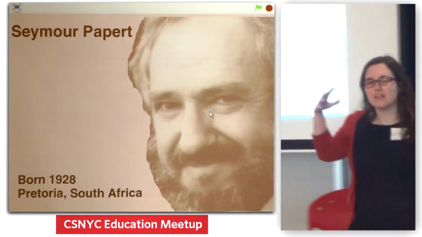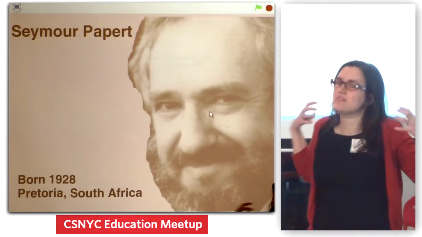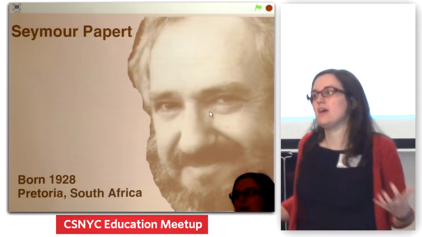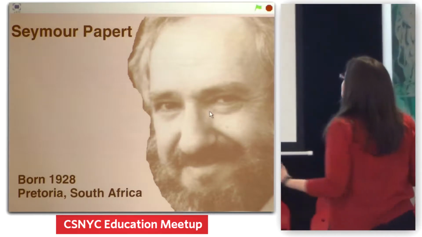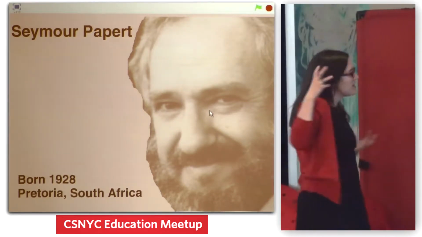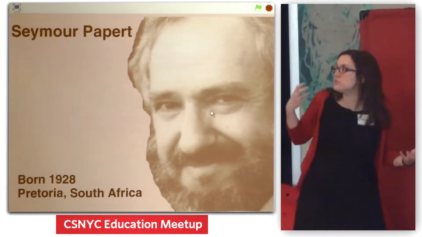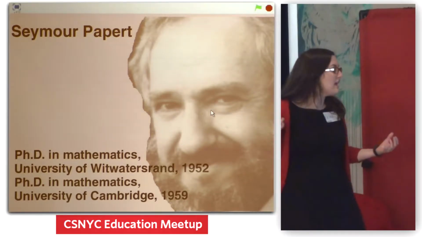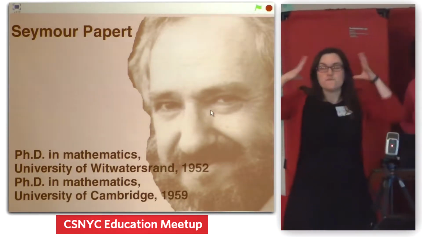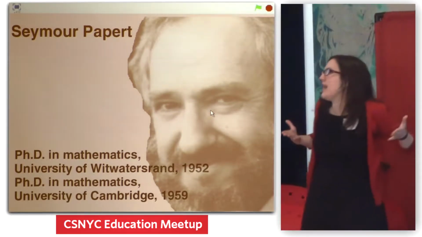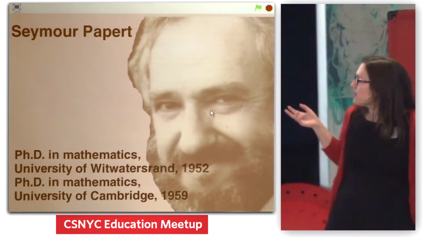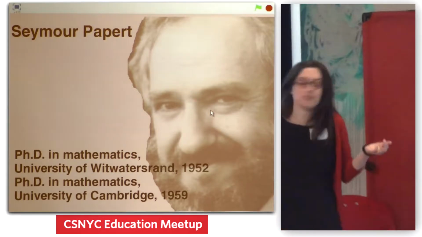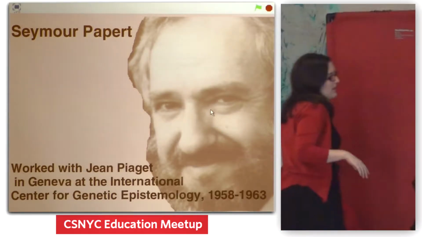So before getting deep into Seymour, we just wanted to give a little bit of context of who this man is. And this is my kind of ridiculous Scratch project. Keep in the back of your mind that he was born in South Africa. He actually ended up first being focused on mathematics, and he has his PhD both in South Africa and also at the University of Cambridge.